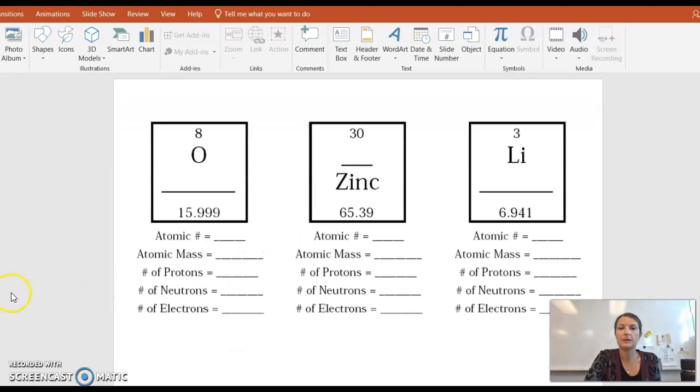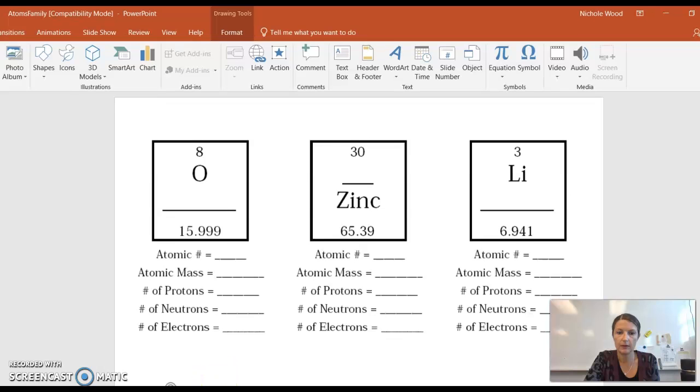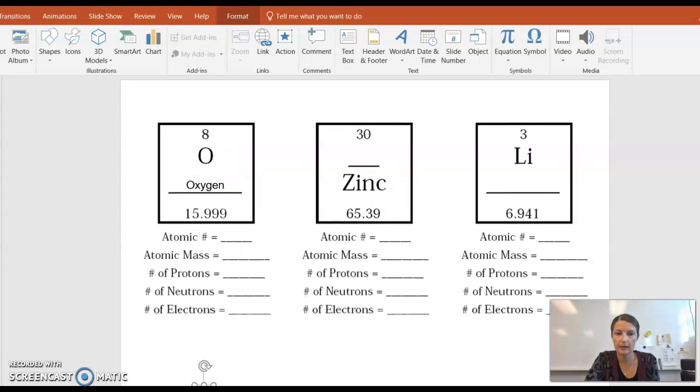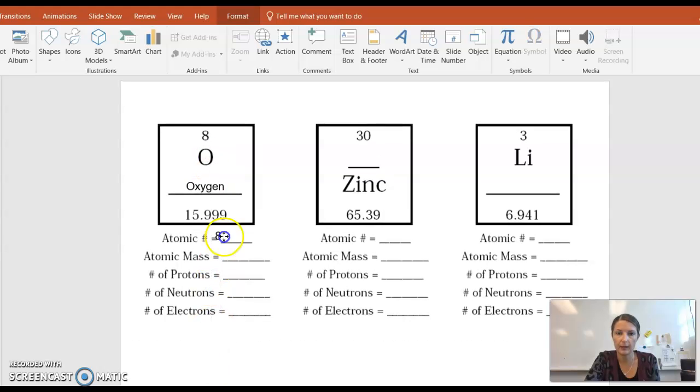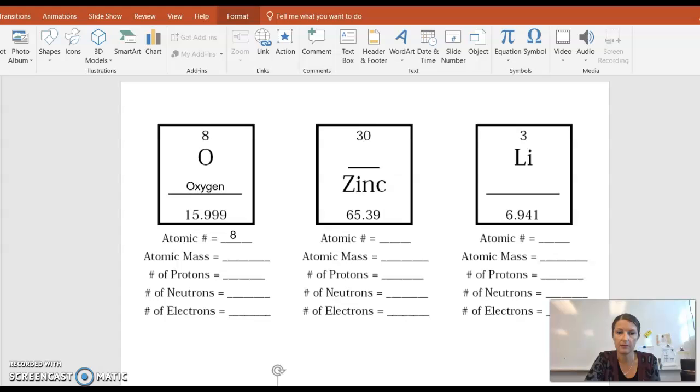So here's some examples. And this is what your assignment is going to look like on Schoology. You're going to have the box from the periodic table, and then you have to identify those parts. So in this case right here, the name of that element is missing. So I am going to put oxygen there, okay? Then my atomic number, remember, that's that whole number there, and I know it's 8, so I'm going to put 8 there. My mass, that's the decimal point number. I know that's 15.999. I'm going to put that there.